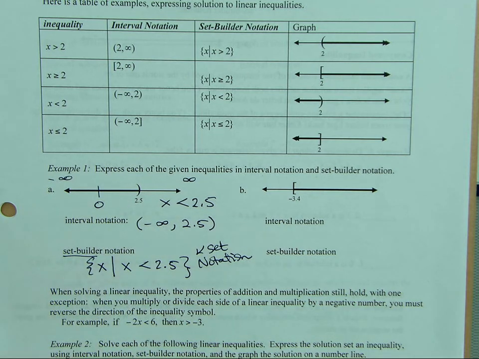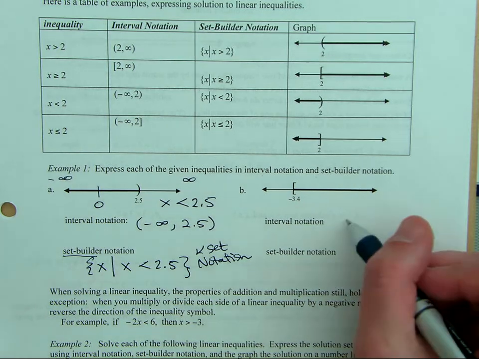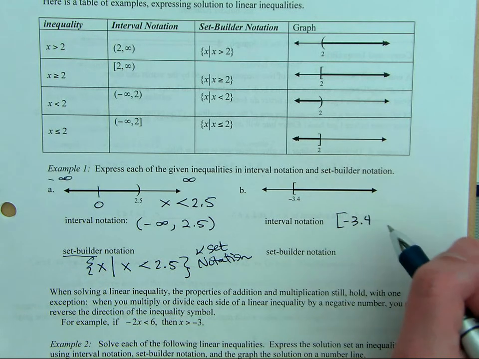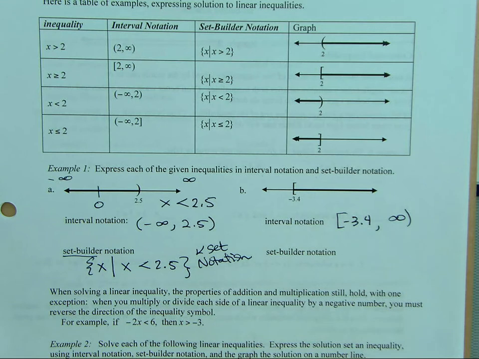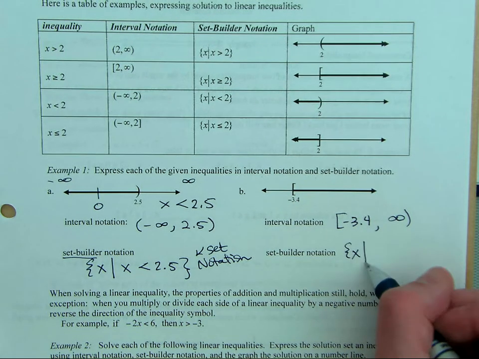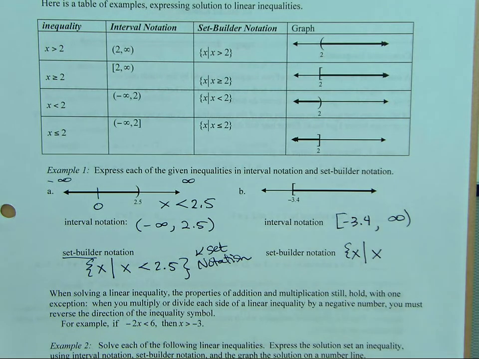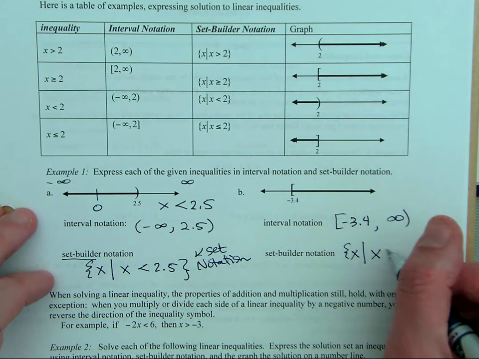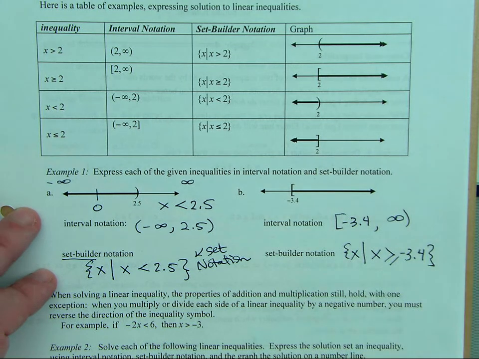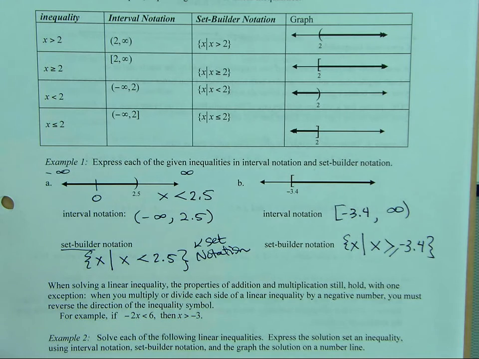An infinite number. For here, we would have the interval starts at negative 3.4 and it's going up to positive infinity. And the set builder notation would be x such that x is what? Anyone know? Exactly. Greater than or equal to negative 3.4. Okay, and we're going to close that set notation.